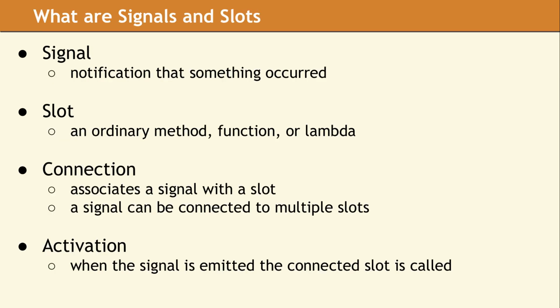A signal is just a notification that something occurred. A slot is an ordinary method. It can also be a function or a lambda. There's actually nothing unique about a slot. You can call it independently. A connection is how you associate the signal with the slot that you want to call. An activation is the mechanism that handles what should happen when a signal is called.